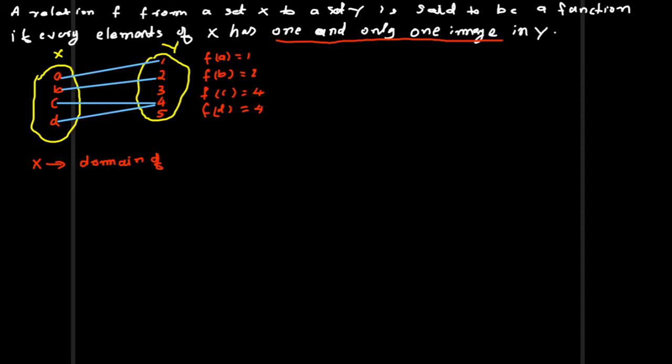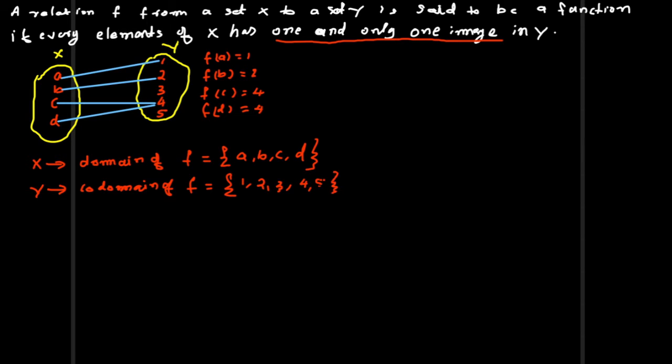Then this first set x we call the domain of the function f. That is the set of elements a, b, c, d. The second set y we call the codomain of the function f. The elements of y are 1, 2, 3, 4, 5.